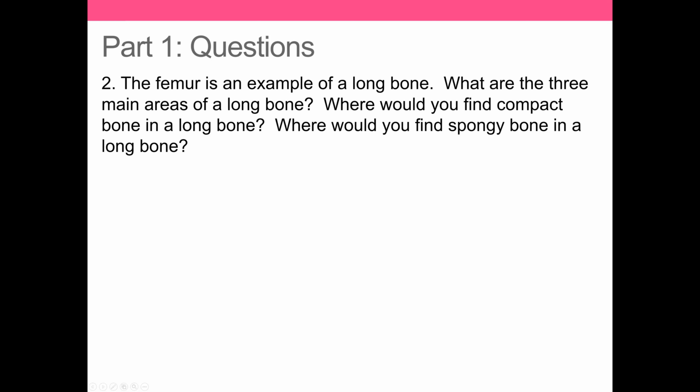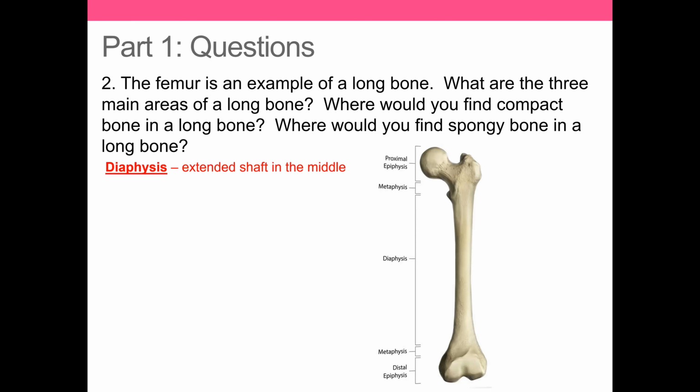Part 2, the femur is an example of a long bone. What are the three main areas of a long bone? Where would you find compact bone, and where would you find spongy bone? So here's another picture of a femur. Remember, we have three parts, starting with the diaphysis, which is the extended shaft in the middle of a long bone. Then you have an epiphysis on each end.